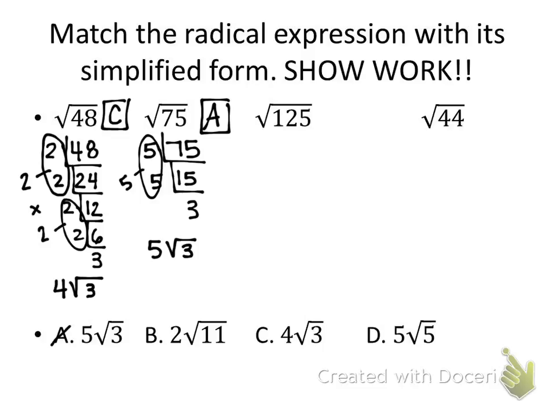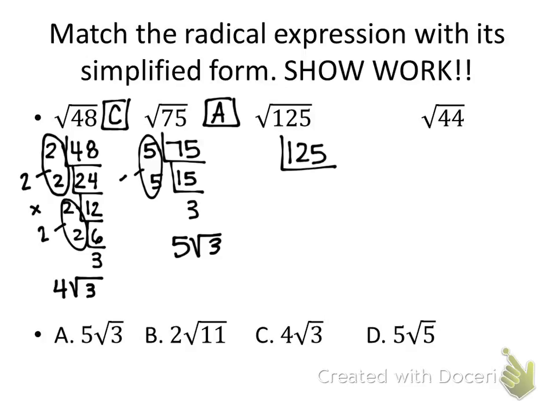I'm going to mark these off so we know. Okay, so we left off with 5 times the square root of 3, which was A. The recording cut off for a second, so I'm not sure if that recorded or not. So now we're going to do 125. Upside down division with 125. What's the smallest number that will go into 125? 5. And then we're left with 25, 5, and 5.